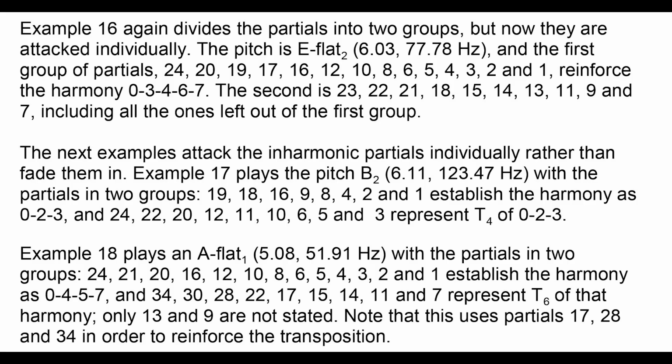The next examples attack the inharmonic partials individually rather than fade them in. Example 17 plays the pitch B2, 6.11, 123.47 Hz, with the partials in 2 groups. 19, 18, 16, 9, 8, 4, 2, and 1 establish the harmony as 0-2-3, and 24, 22, 20, 12, 11, 10, 6, 5, and 3 represent T4 of 0-2-3.